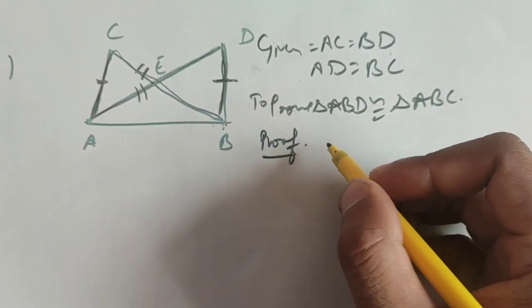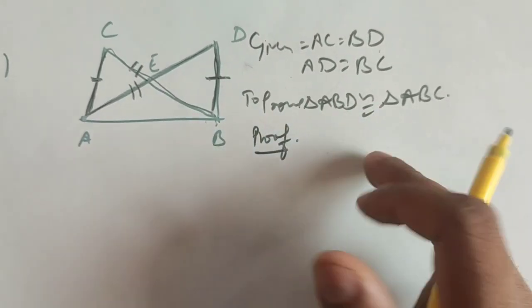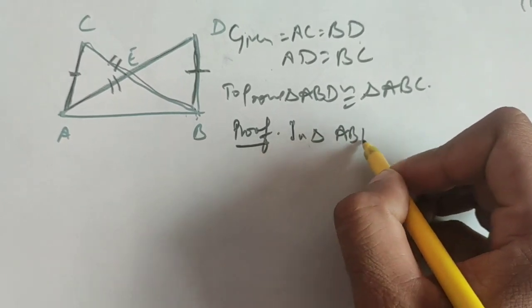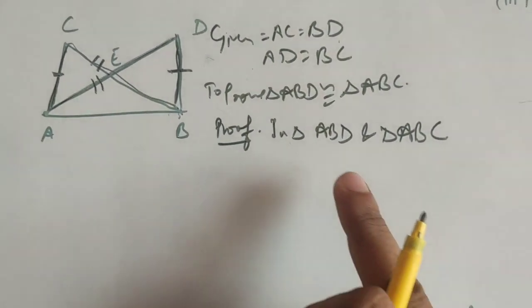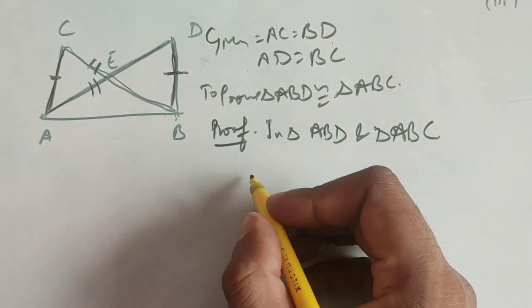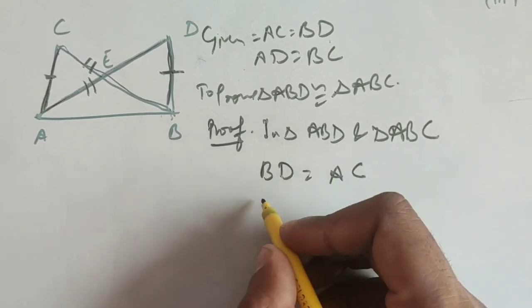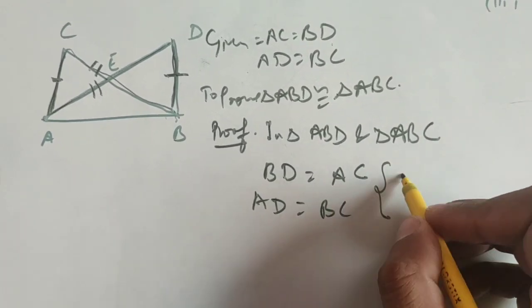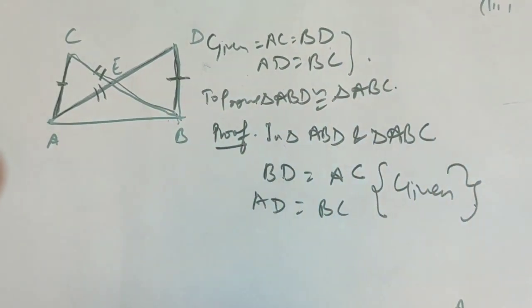First we will select the triangles which we will use. We need ABD triangle, it is given. Proof. We will discuss triangle ABD and triangle ABC. It is given that from ABD, BD is equal to AC, and from this AD is equal to BC, and both these parts are given to us.